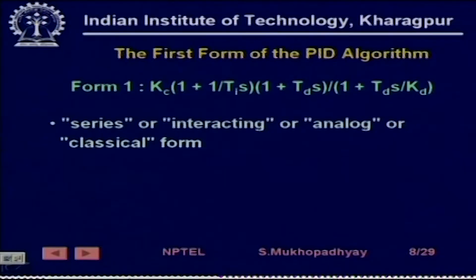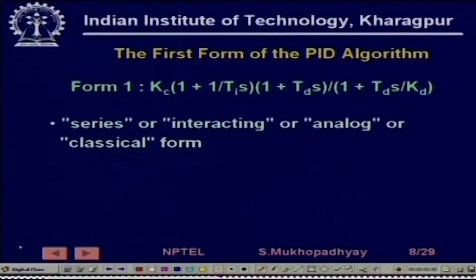Actually, it turns out that form 1 is sometimes called the series or interacting or classical form. The reasons for these names: firstly series, you can understand that this is in series. So, this is one term and this is the other term, and this is the other term. So, there are 3 terms which are getting multiplied. Therefore, they are in series.